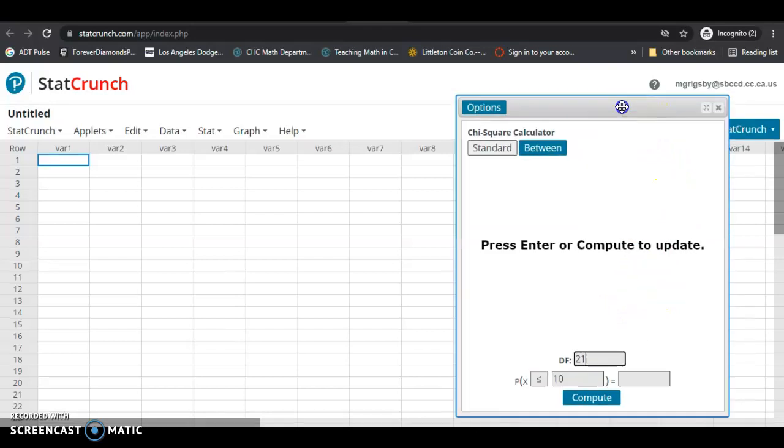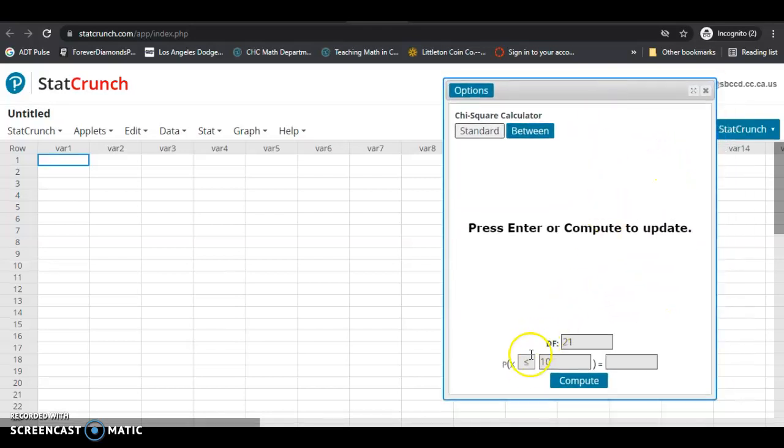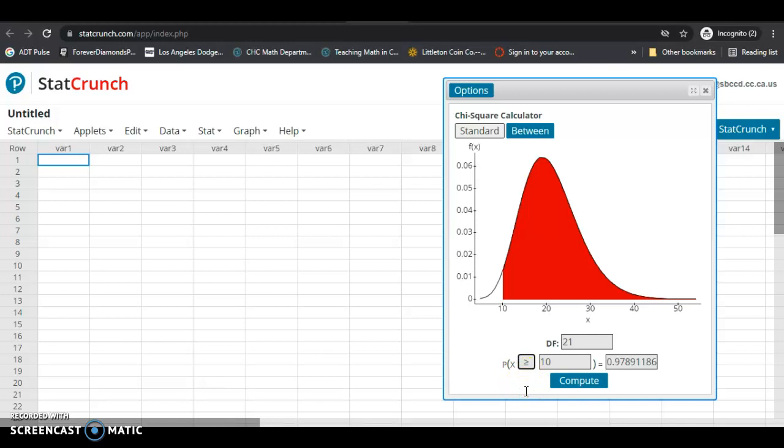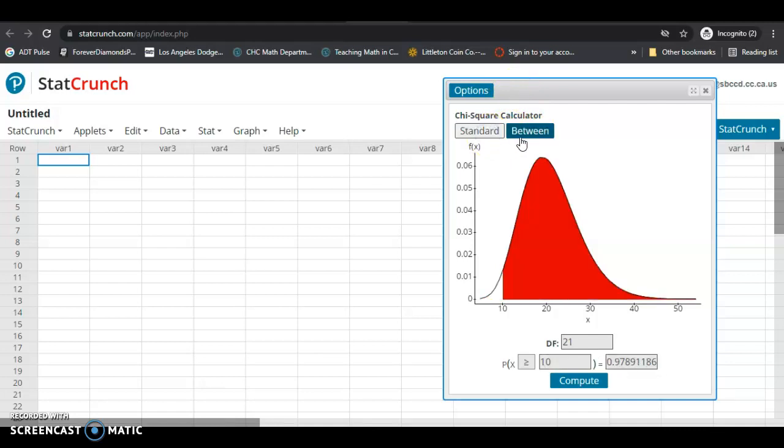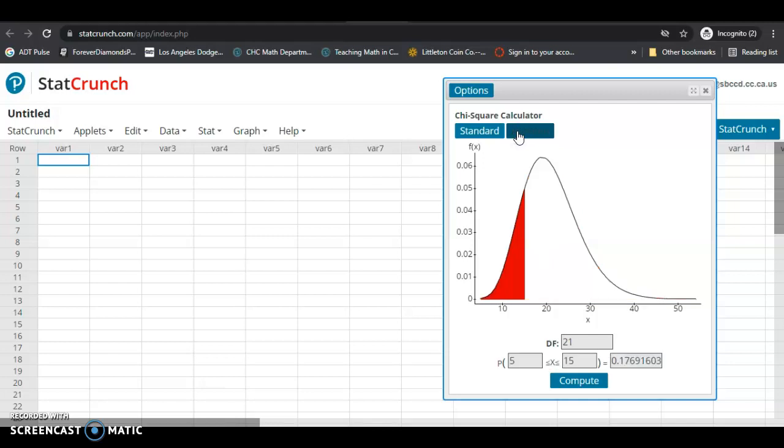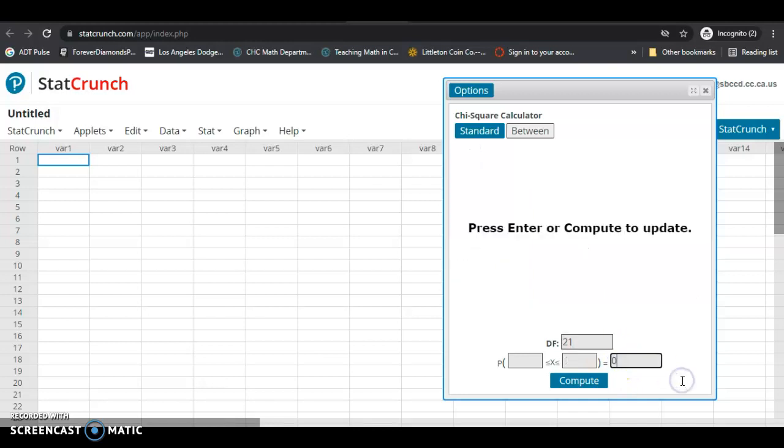All right, and we want the right-hand critical value. So we're going to select the greater than or equal to symbol. Actually, this is a little easier. If we select between, type in the degrees of freedom, and then enter the confidence level in this box here, so 0.80. You're going to get the critical values in these two boxes.